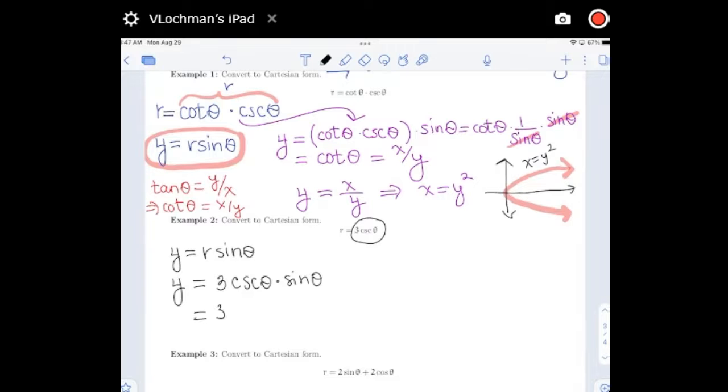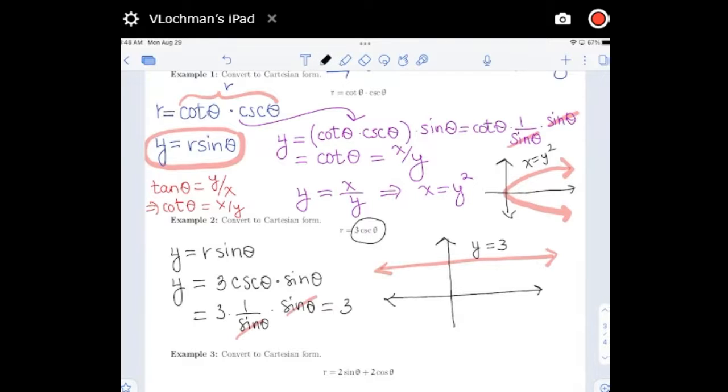Again, this is just 3 times 1 over sine theta times sine theta. These two cancel out, and we just get y is equal to 3. Oh, that's our straight line, right? So if I were to sketch it, it's just this horizontal line, y is equal to 3. And that's it. So even though r is equal to 3 cosine theta looks maybe a little intimidating, it's not. It's just a straight line.